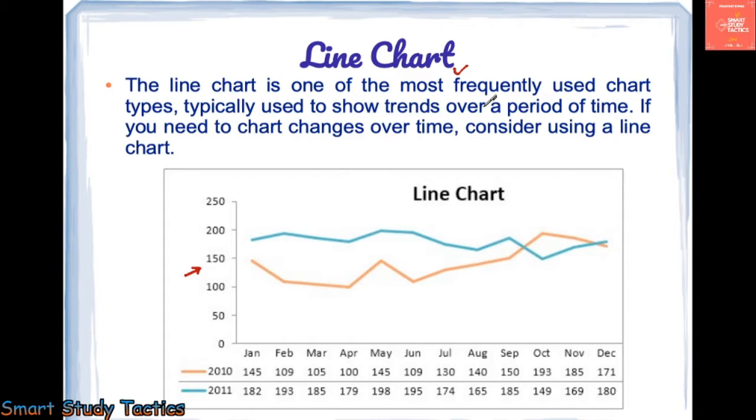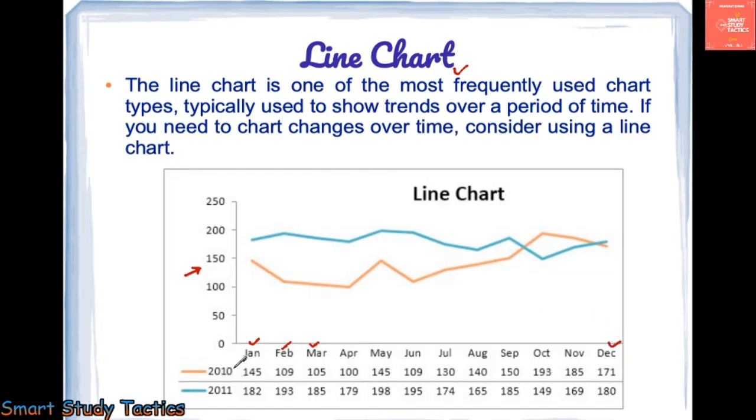Okay, so let's understand. The line chart is one of the most frequently used chart types, typically used to show the trends over a period of time. Means you are going to show it over a period of time. You can see Jan, Feb, March, up to December. You are going to check.